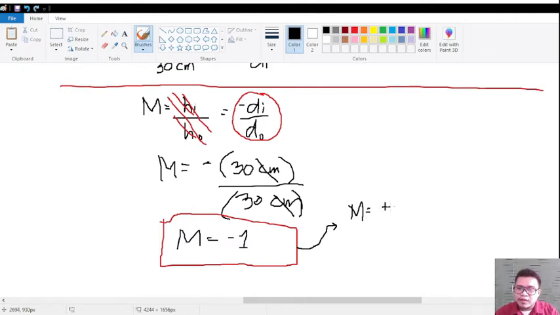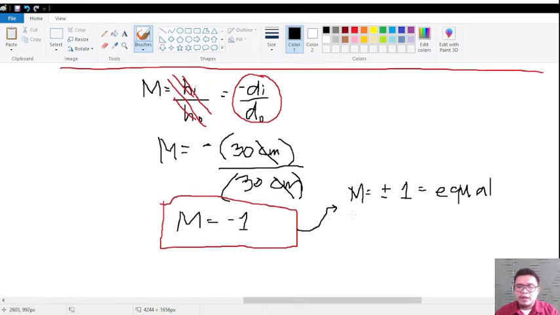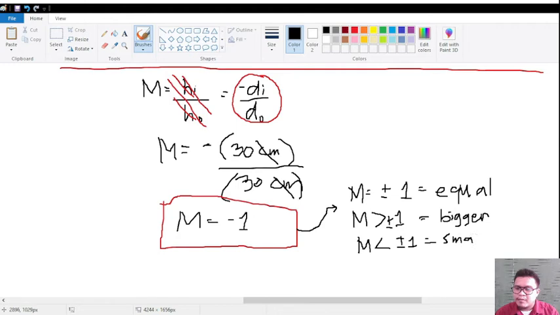If M is equal to positive or negative 1, that means that the image is the same as the size of the object. Now, how about if M is greater than 1? That means that the image is bigger. Bigger than positive or negative 1, that is bigger. Now, if M is less than the positive and negative value of 1, the image is smaller. Remember all these things. Smaller.